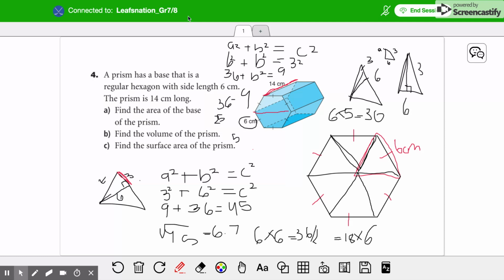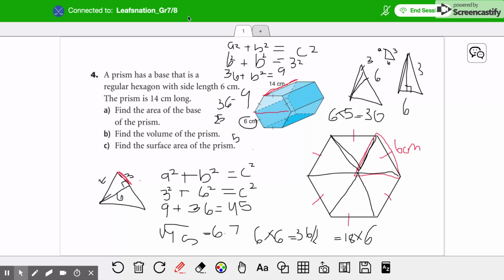Oh wait, actually, I think I know what you did wrong. You told me that 36 minus 9 is 25, but actually it's 27. So the square root of 27 is 5.196152, right? So that would be our height. Let's just round that to 5.2.